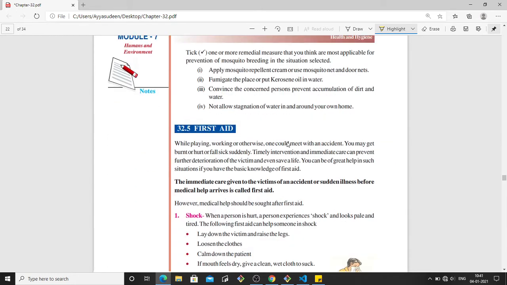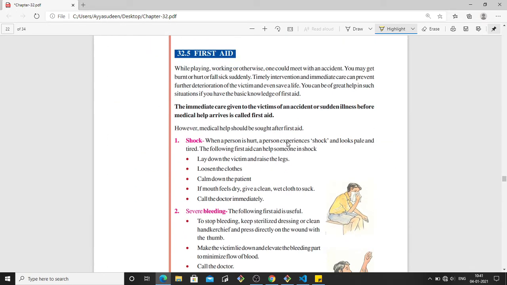And the next topic is first aid. So all of us know first aid. What is first aid? The immediate care given to the victims of an accident or sudden illness before the medical help arrives is called first aid. This is the definition for first aid. Okay, like suddenly something happens, emergency, and before the actual medical help comes, we do some certain aid, that is what is called first aid.